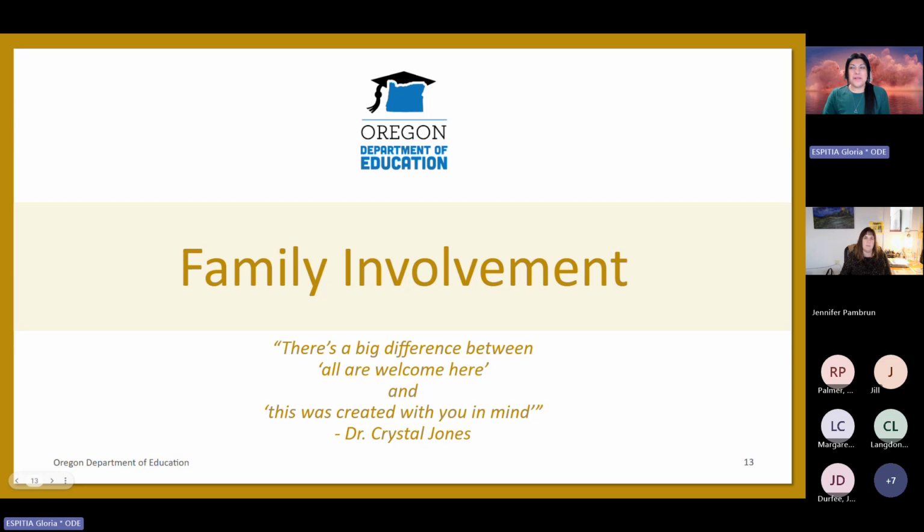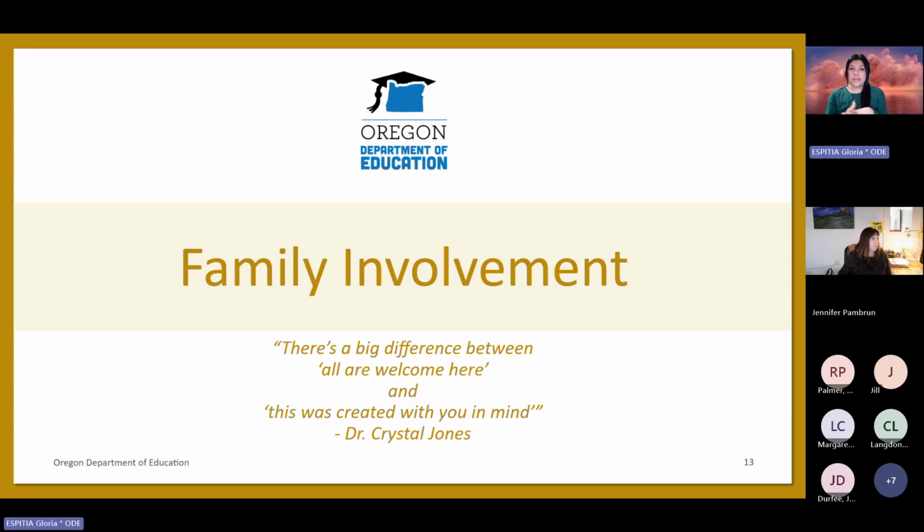All right, so I'll move us on to family involvement. We're going to jump into some strategies for family involvement. These strategies are going to move beyond the classroom to really also include our school systems as well. They are also inclusive of the classroom, but we're thinking broader.